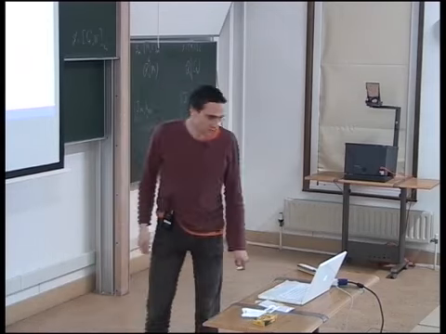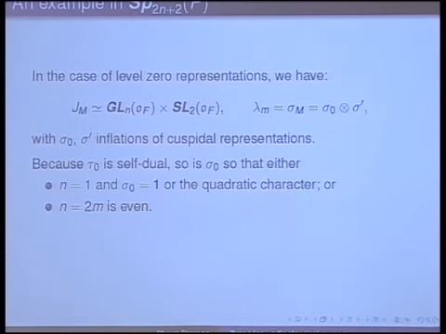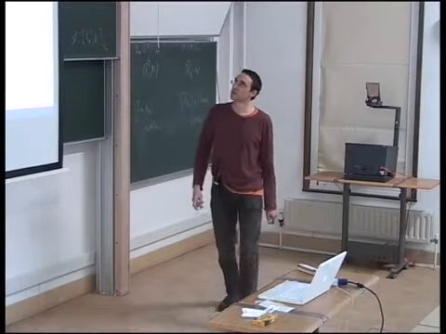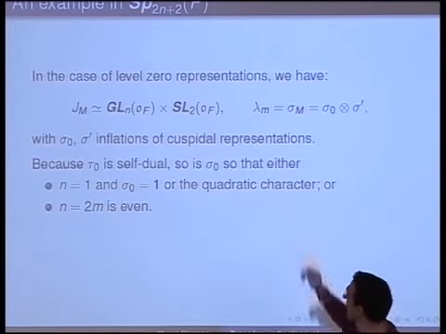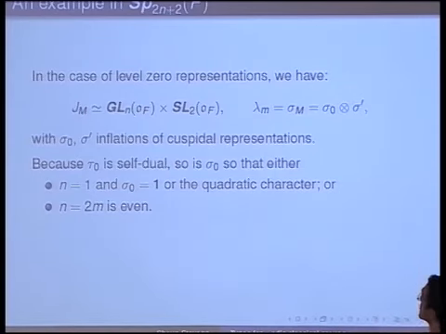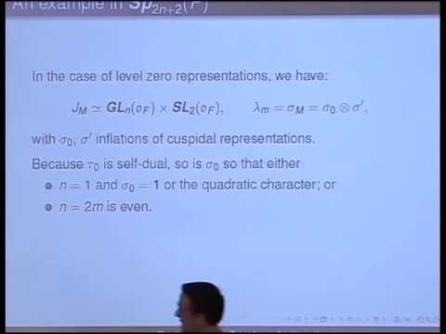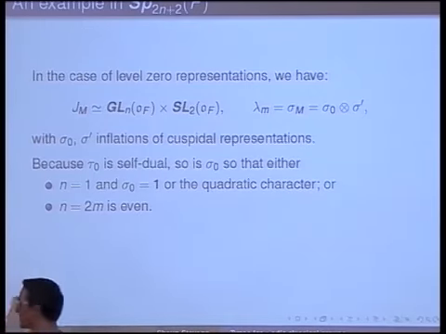So here are a few more details for level 0 representations. For level 0 representations, the group J_M here is just GL_N(O) times SL_2(O), so it's just the maximal compact in here times the maximal compact in here.